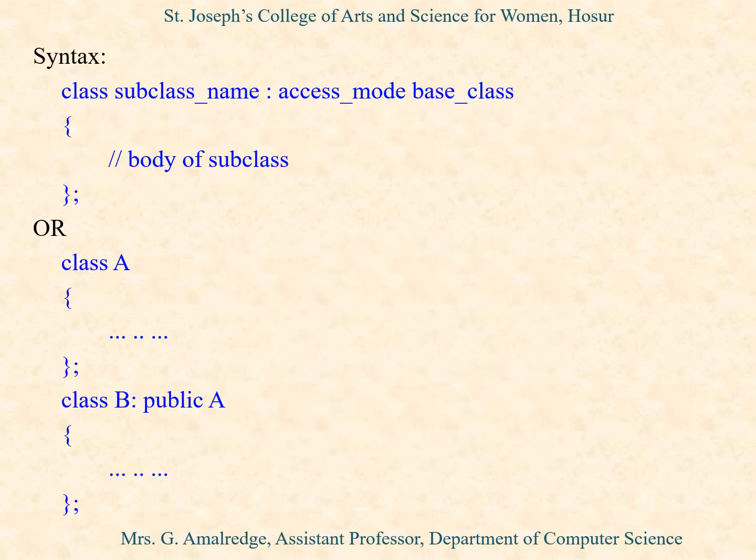This is the syntax for creating single inheritance. That is, we are going to create a subclass with the help of only one base class. The syntax is class, subclass name, colon, access mode, that is public or private, and base class name. Here we are using only one base class. And body of the subclass, and we have to end the class with semicolon.